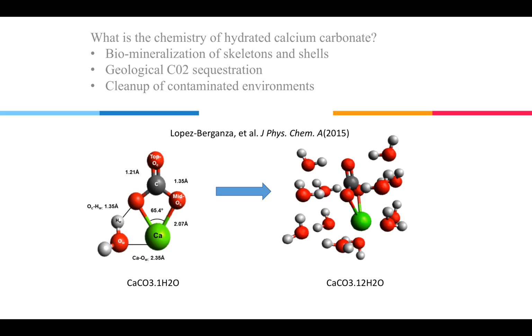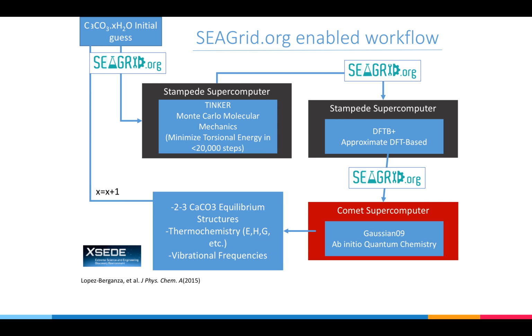Here's an example paper that was published about a year ago that was enabled by SEAGrid. So the scientific question here is, how can I figure out the number of water molecules that preferentially surround a calcium carbonate molecule? How does it hydrate? What does it look like? So this turns out to be quite a complicated problem to calculate, and you need multiple applications to do it, and you need to explore a fairly non-trivial parameter space. So the actual computation needed for exploring this problem is a workflow that looks something like this.